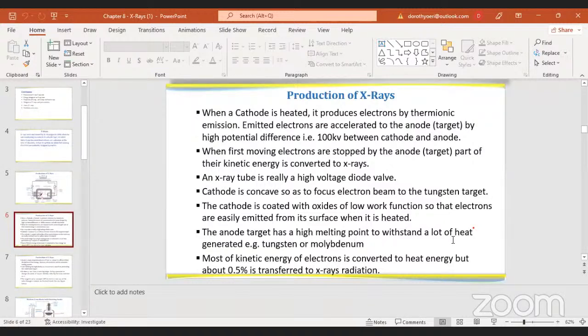Now, the anode, which is the target, as I've already indicated, is of high melting point to withstand a lot of heat which is generated, and I've indicated that the amount of heat generated is around 99.5%. That amount of heat, the target needs to withstand it. That is why we are using a metal of high melting point.